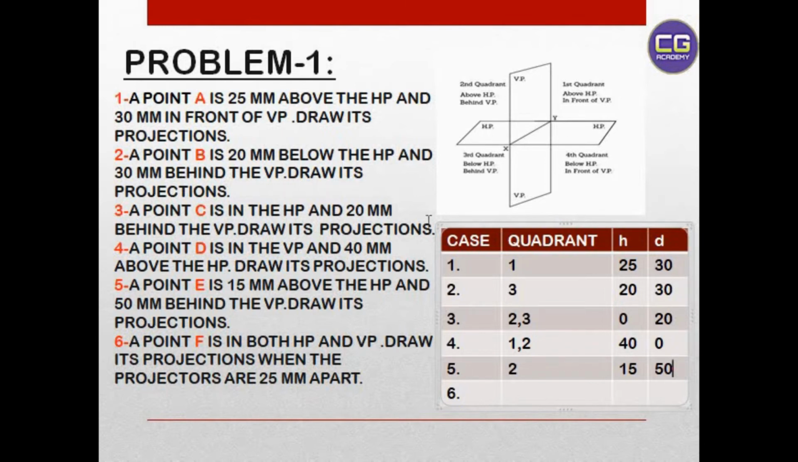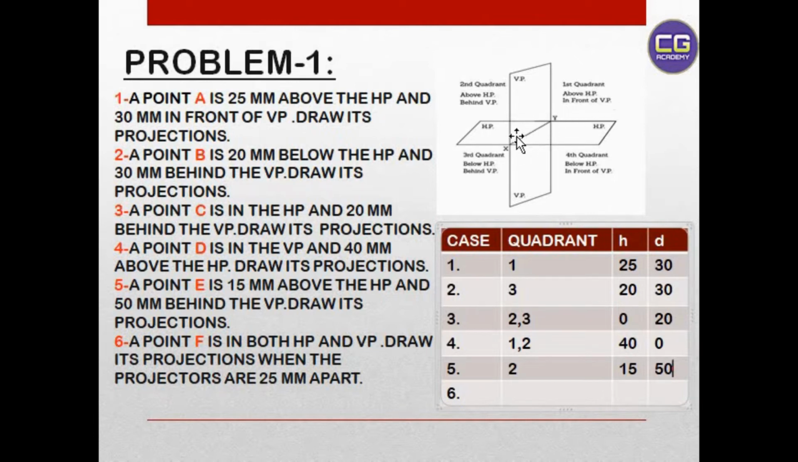For the sixth case, a point F is in both the horizontal plane and the vertical plane. To determine the quadrant, we have to take all the four quadrants one after another, in both the horizontal plane and the vertical plane.